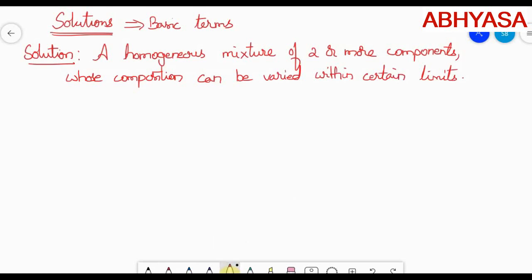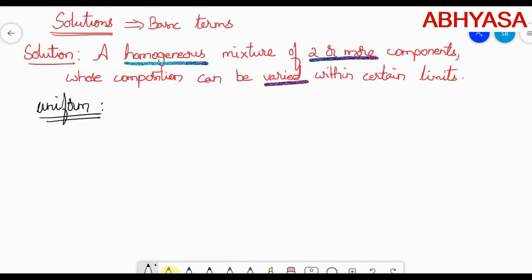So what is solution? Solution is a homogeneous mixture. So this is one word, homogeneous. I will explain the meaning of that one separately. It is a homogeneous mixture of two or more components whose composition can be varied within certain limits. Now let's understand the meaning of the term homogeneous. As I explained in the earlier session, homogeneous always indicates uniform. Means once the solution is made, we will get a uniform mixture of two or more components.